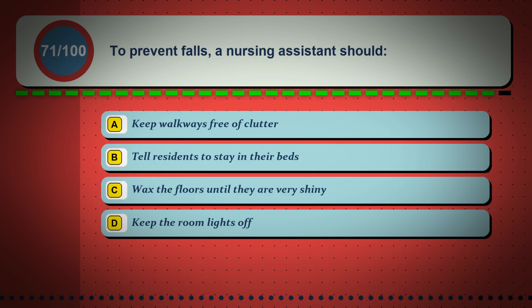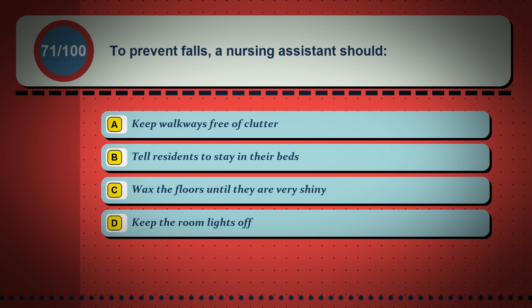Question 71. To prevent falls, a nursing assistant should: Option A, keep walkways free of clutter. Option B, tell residents to stay in their beds. Option C, wax the floors until they are very shiny. Option D, keep the room lights off.